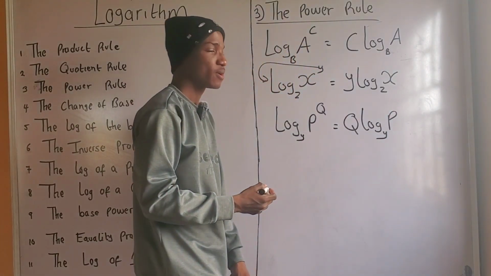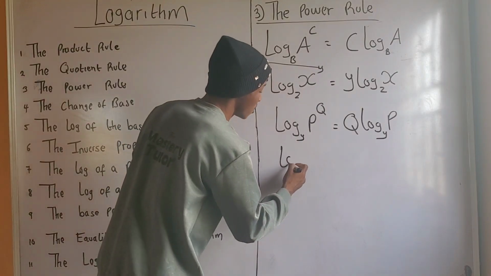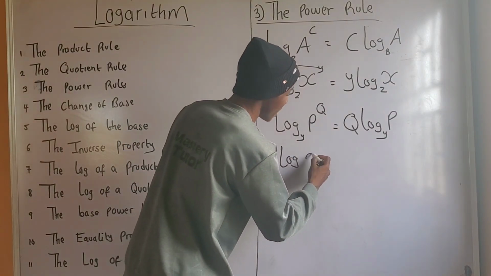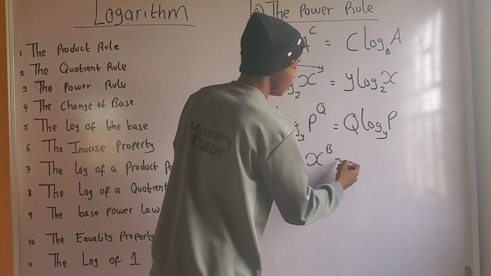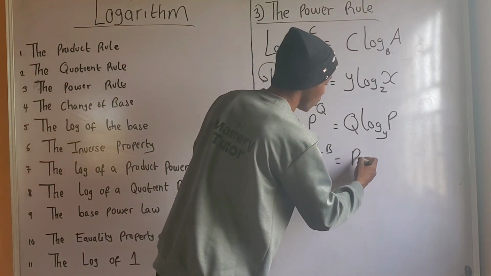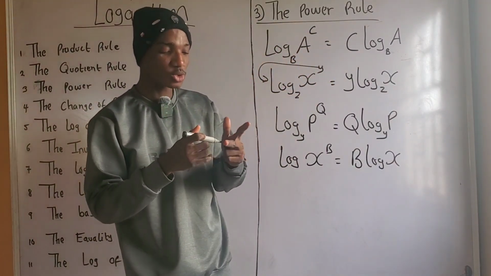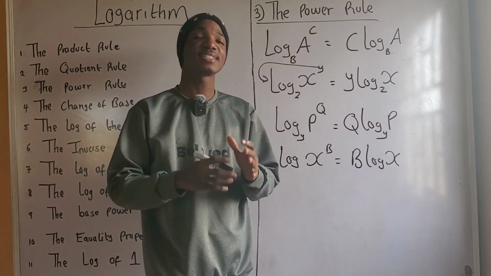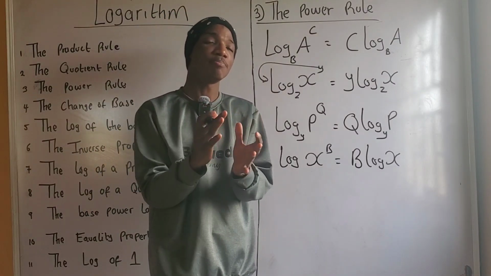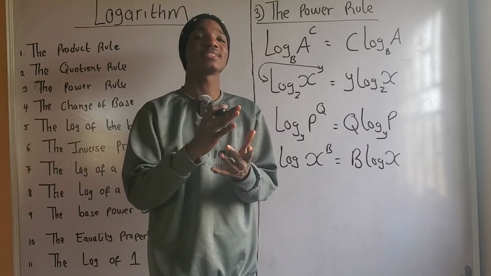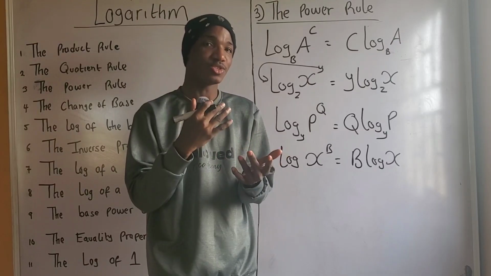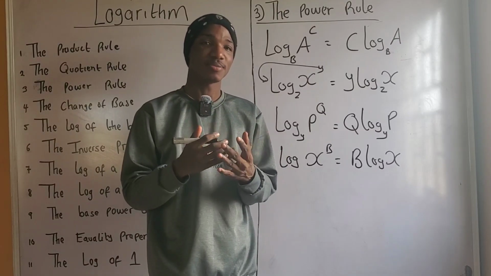Do you understand? Okay. Let's say you have log x raised to the power of b. The result of this logarithm will be b log x. Do you understand? Okay. Another important thing that I want you to take note of is that anytime you are given a logarithm and the base is not included, know that the base of that logarithm is 10. Do you understand? Listen and listen.